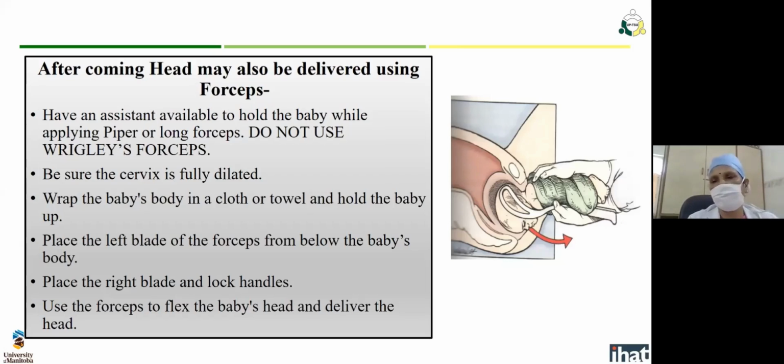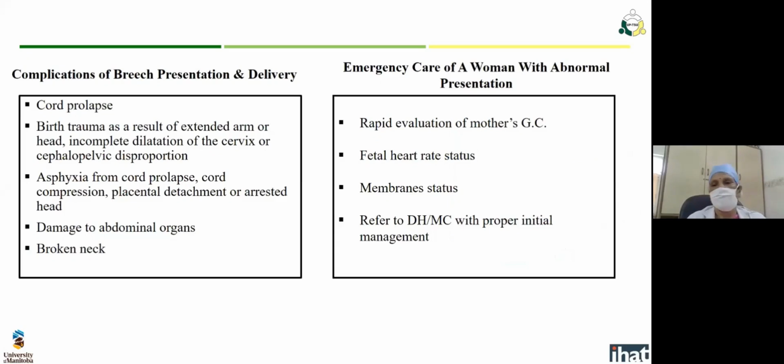For that, you wrap the baby's body in a towel and ask the assistant to hold the baby. Then underneath the baby, you apply the left blade, then the right blade, lock the blades and give the traction horizontal, forward and upward. The main purpose is that you are flexing the head and delivering the head. So this is the application of the forceps on the after coming head.